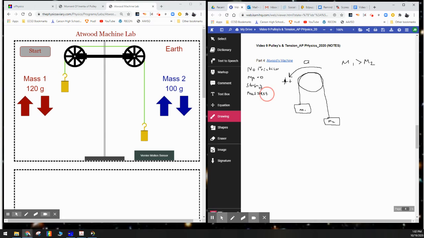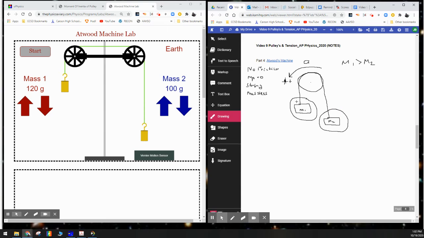String is massless. All right, so let's go and take a look at our analysis here. We have two systems here. When I do this problem, I want to focus on this, and then I'm going to focus on that. That's all I'm going to focus on.